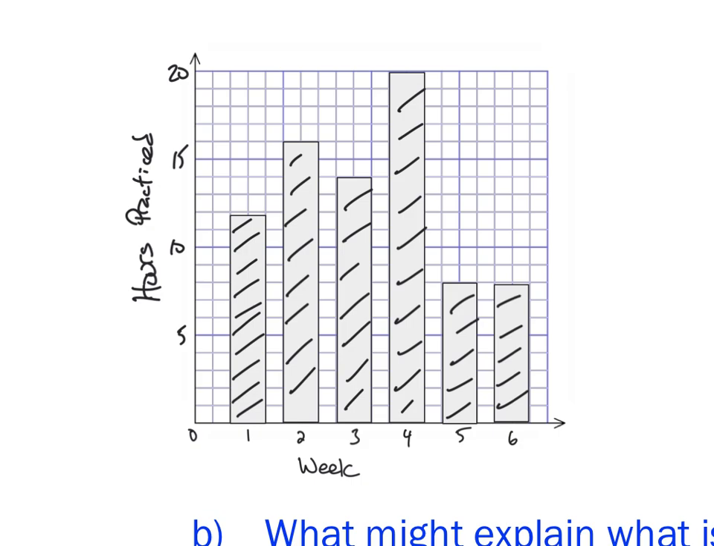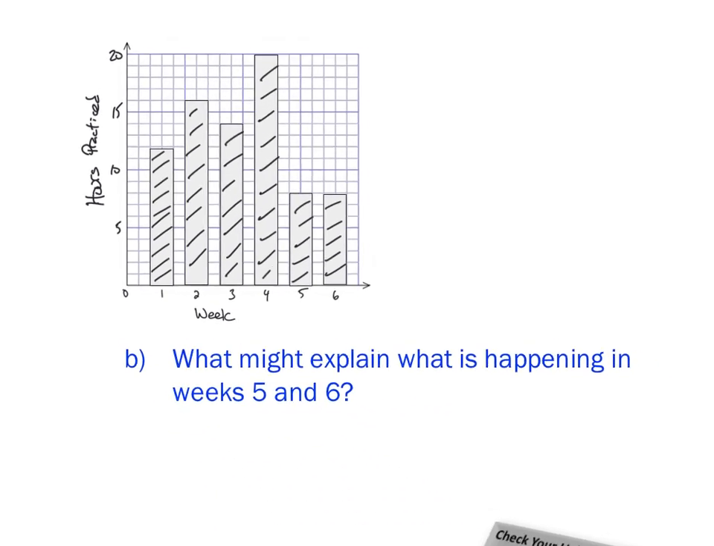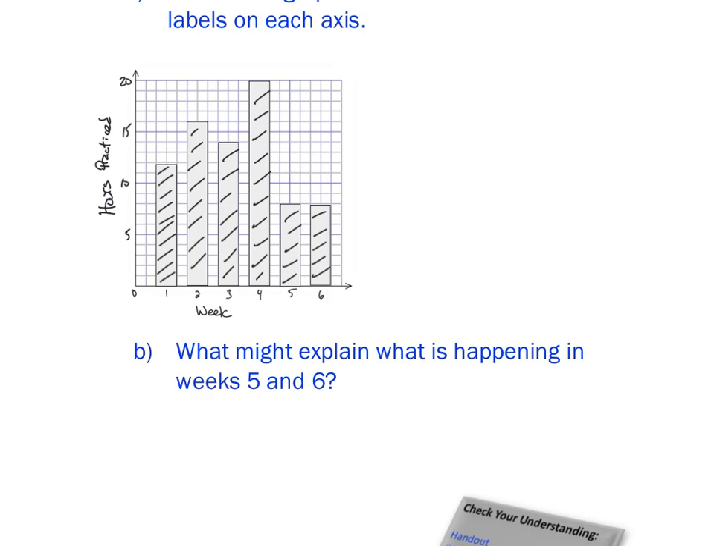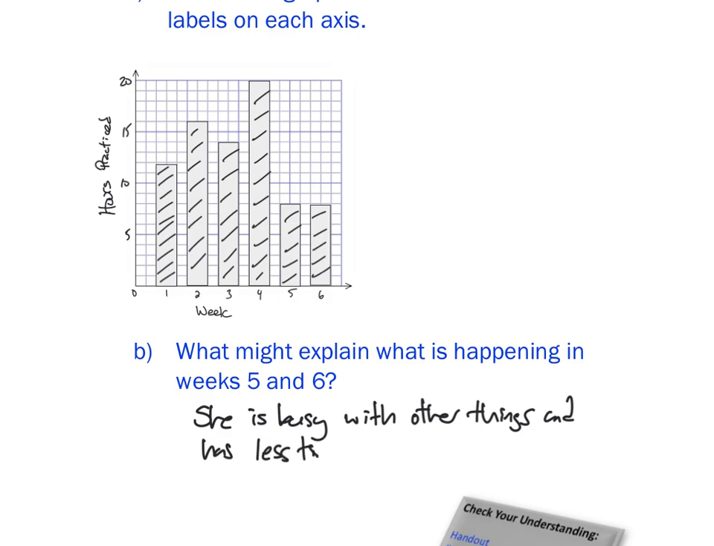There we go. The follow-up question here in question B. What might explain what's happening in weeks 5 and 6? What do you think? Busy. She's busy with other things? Yeah. Okay, great. That's possible. Yep. She is busy with other things. And we add this, has less time to play guitar.